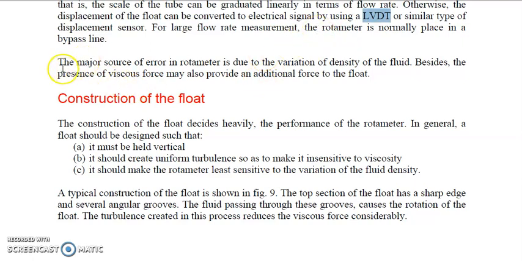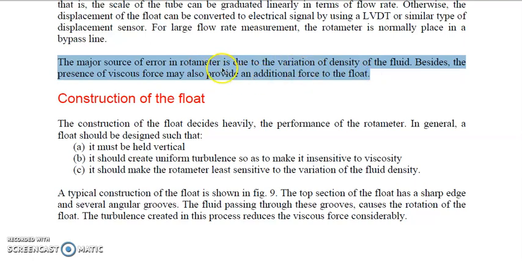Now the major source of error. How does error occur in a rotameter? The major source of error in the rotameter is due to variation of density of fluid. If the same fluid is flowing with variable flow values, then it is easy to take the readings. But in the same pipeline, if different fluids are flowing, then there may be error in the rotameter.